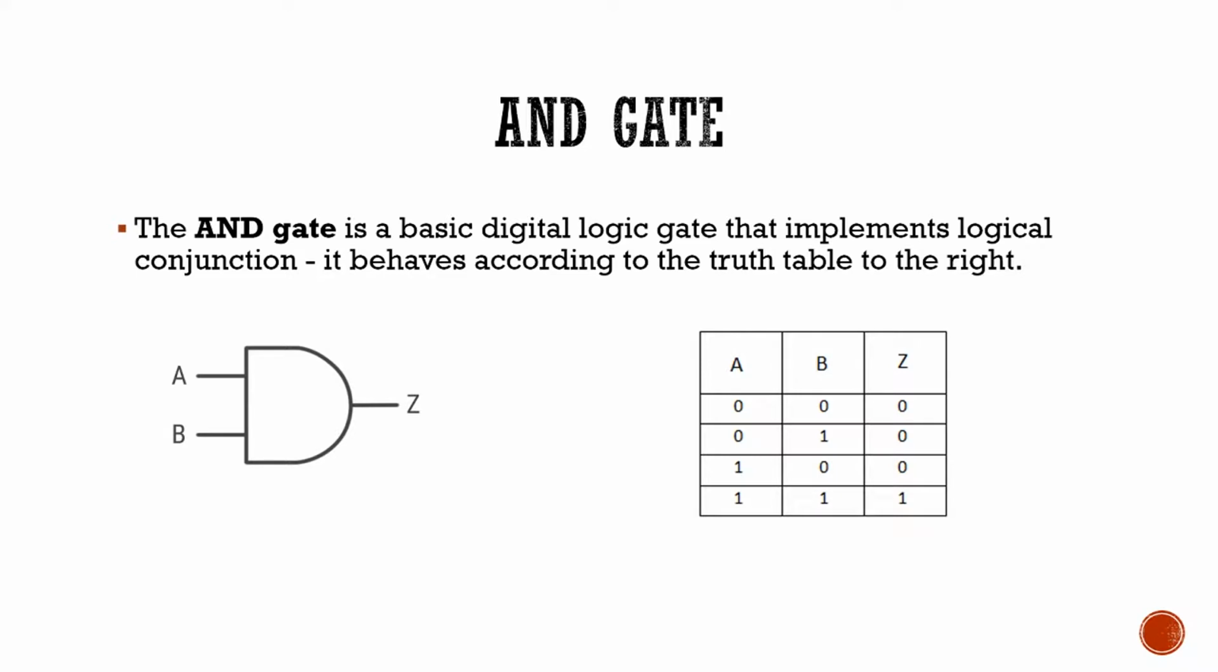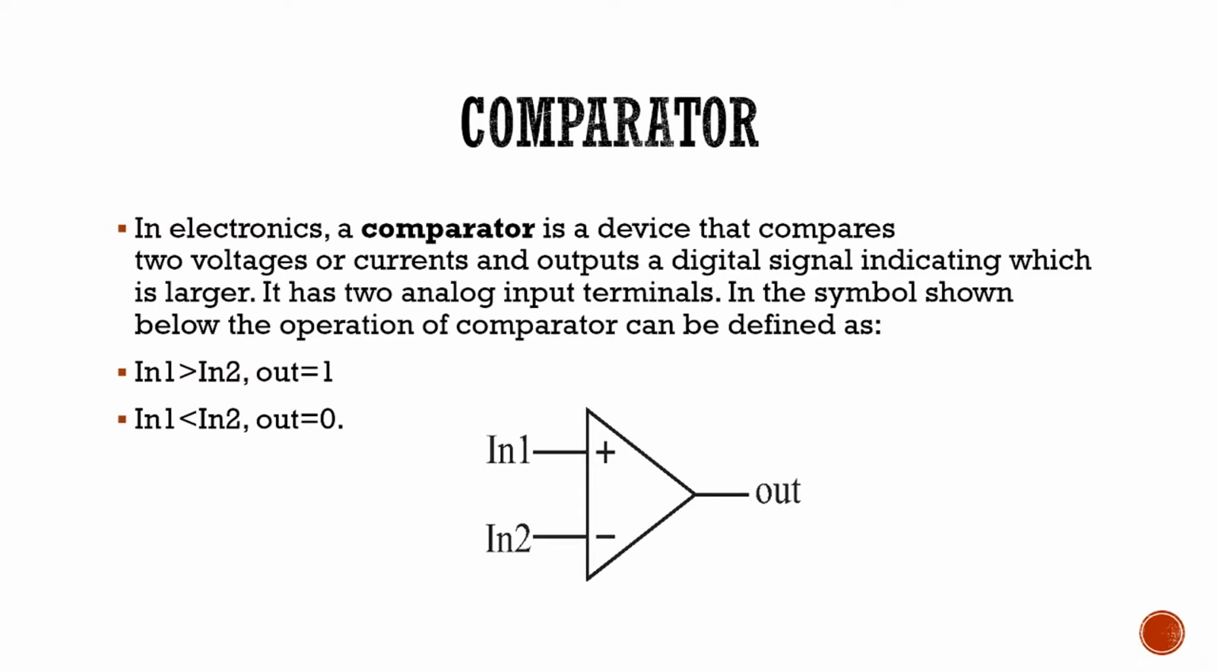Moving on, many of you will be familiar with the AND gate, which gives a high output or 1 when all its inputs are high and gives a low output or 0 otherwise. A 2-input AND gate can be seen on the left hand side, while its truth table is given on the right hand side. A comparator is used to compare two voltages or currents and gives an output indicating which is greater. As can be seen from the symbol, it has a positive and a negative input. If the positive input is higher, the output of the comparator is high or 1, and if the negative input is higher, then the output is low or 0.